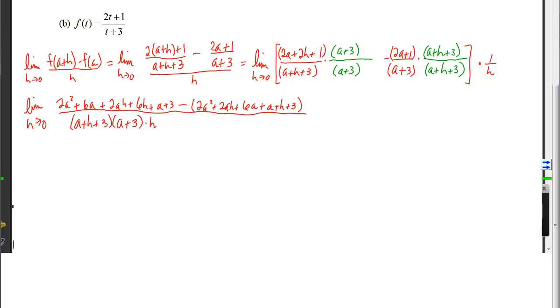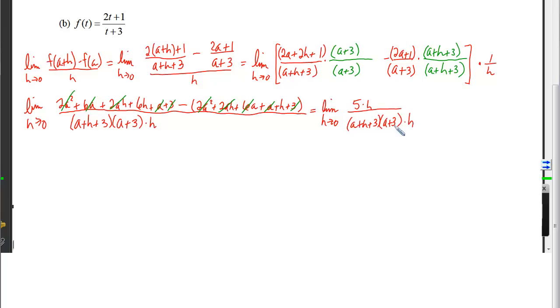So now let's look at the top. Hopefully if we did this right, everything that doesn't have an h in it should disappear. So I've got a 2a squared, I've got a 6a, I've got a 2ah that actually disappears as well. I've got an a, and I've got a 3. So what's left is 6h minus 1h. That gives me a 5h. And on the bottom, I still have my 3 factors.